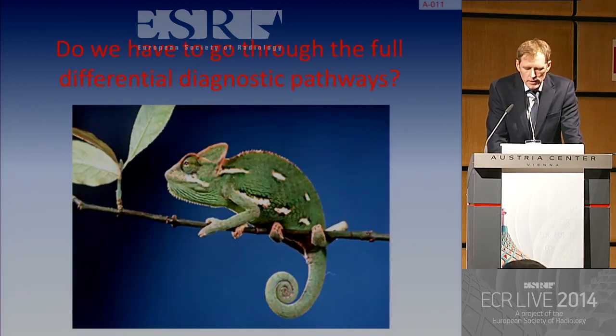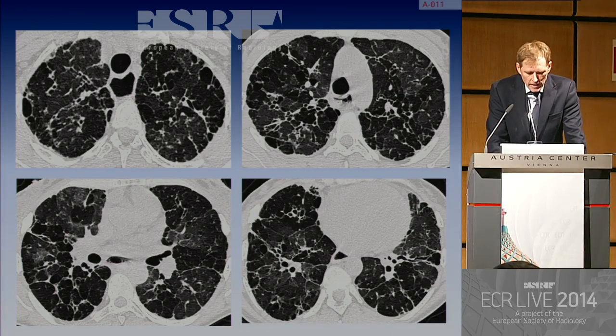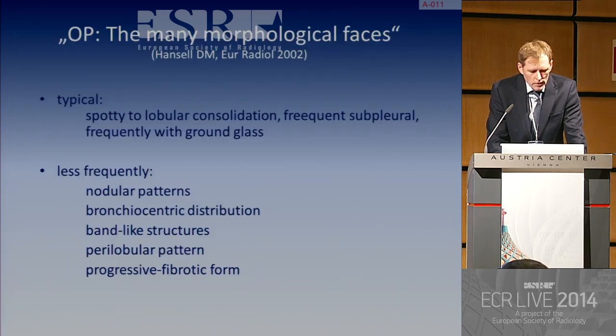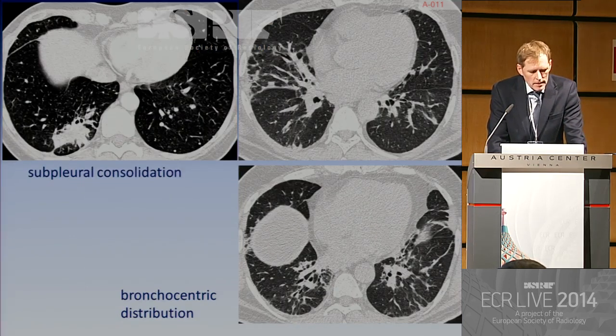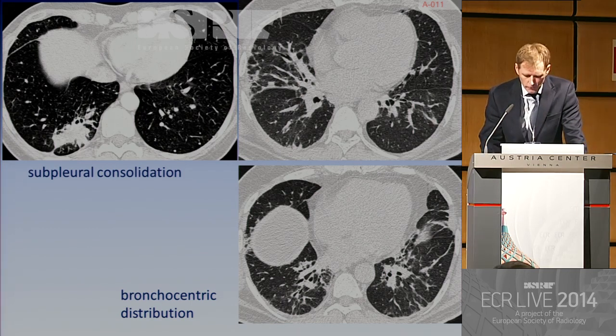However, we will be left with a handful of patients where we can't say really anything. And we have this chameleon. For example, this patient has the same pattern in the lung, or actually the same morphological appearance on pathology as the subsequent patients. Organizing pneumonia has many morphological faces. We can divide them into typical and less frequent or atypical patterns, and we end up having to say this is subpleural consolidation or this is a rather bronchocentric distribution, and I would not be very happy to, on first sight, call this OP. This is just a differential diagnosis.